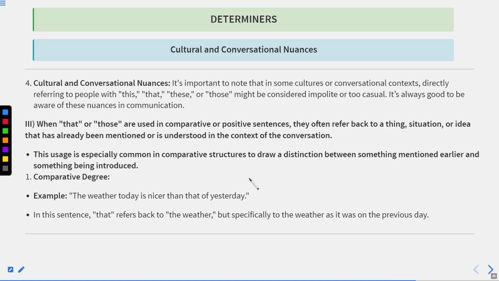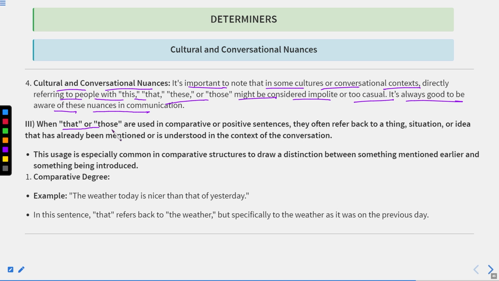Now, cultural and conversational nuances. It is important to note that in some cultures or conversational contexts, directly referring to people with this, that, these, those might be considered impolite or too casual. It is always good to be aware of these nuances in communication.